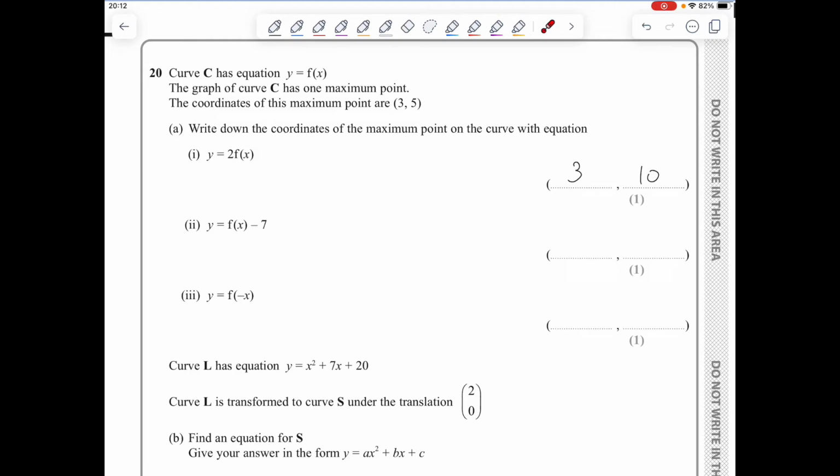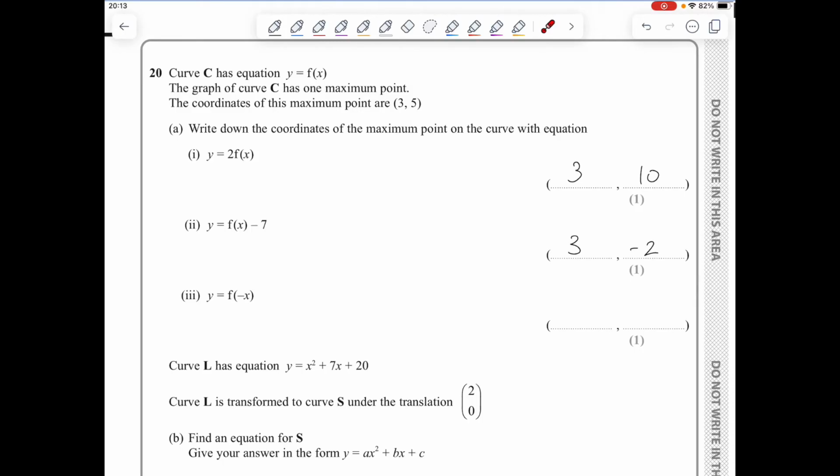For the second one, f of x minus 7, this is a translation by 7 units down. So x coordinate stays the same, y coordinate is reduced by 7. So 5 minus 7 is minus 2.